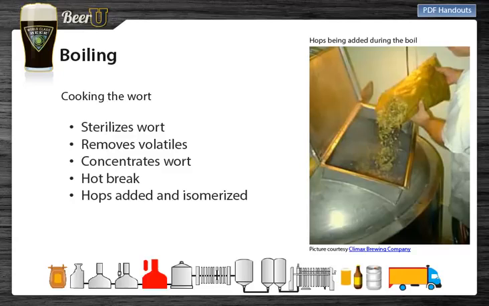Fourth, unwanted solids are removed from the wort during part of the boil called the hot break. The hot break happens when the solid particles in the wort clump together in big enough chunks that they literally just drop to the bottom of the boil kettle.